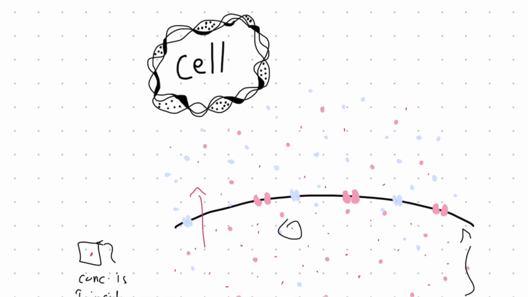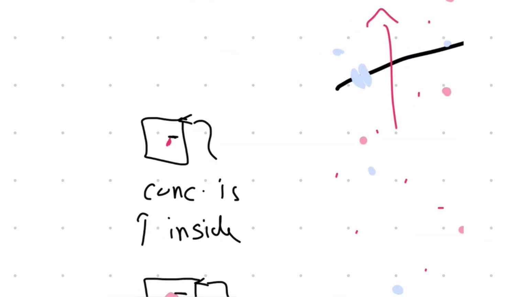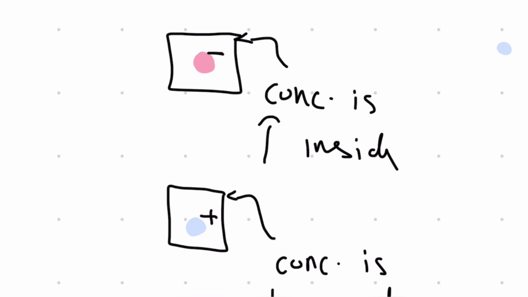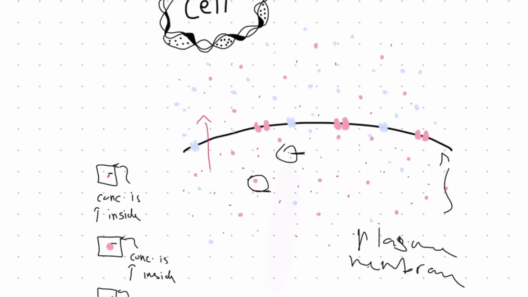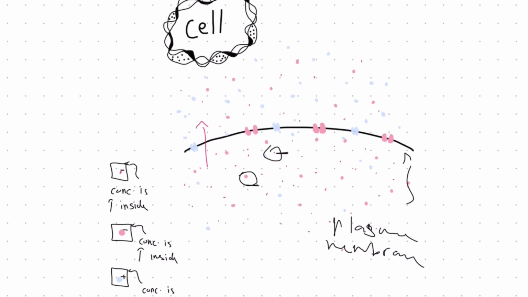For example, these pink ions have a negative charge, and this blue ion has a positive charge. The number of negative ions inside is greater than the number outside, and the number of blue ions inside is less than the number of blue ions outside. So what happens? There are more negative ions inside the cell than outside, and more positive ions outside the cell than inside.